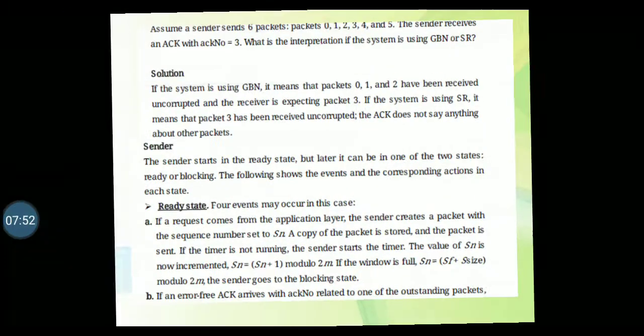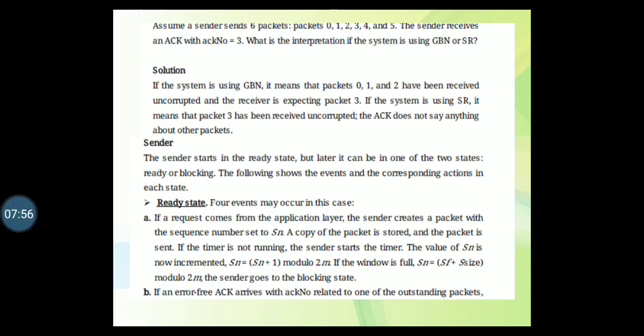So we'll see the problem. Assume a sender sends 6 packets: packets 0, 1, 2, 3, 4 and 5. The sender receives an acknowledgement with acknowledgement number equal to 3. What is the interpretation if the system is using GBN or SR?